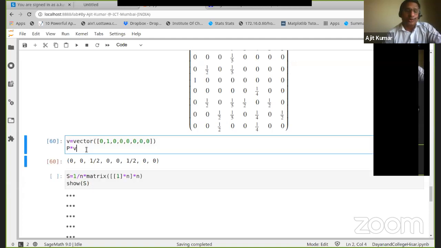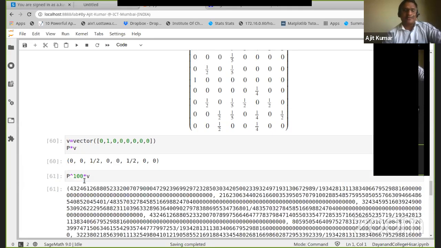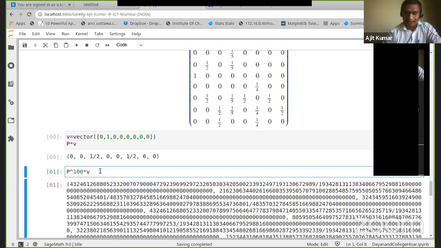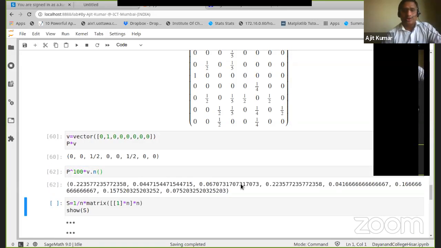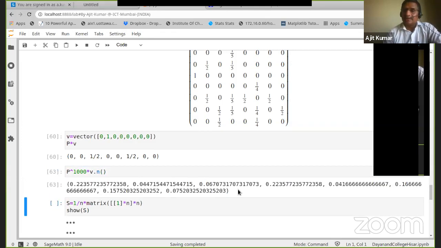If I want to know what happens, if I do about, let us say, 100 clicks. So how will I do? P to the power 100 times V, if I say, let me put this in numerical form. So it says that on the first website, the probability is 0.22, and not just 100. If I put 1000 times, you will see that it will be the same. So you can find the rank of these. You can arrange this in decreasing order, and whichever has the maximum probability, that is the website which will come first.